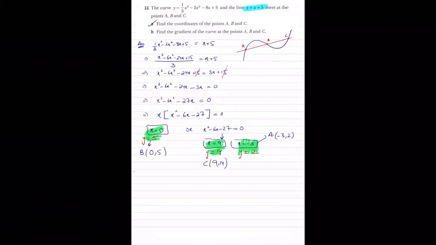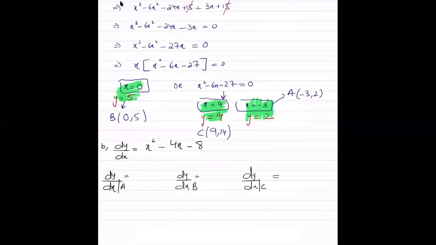I'm going to differentiate this cubic curve. 1 upon 3 x cube की differentiation is going to be x square. Minus 2x square की differentiation is going to be minus 4x minus 8. सही है? Now you are finding dy by dx at point A, at point B, at point C. So in this gradient function, आप x की वैल्यू पहले -3 प्लग इन करो, आंसर निकाल के दो मुझे.